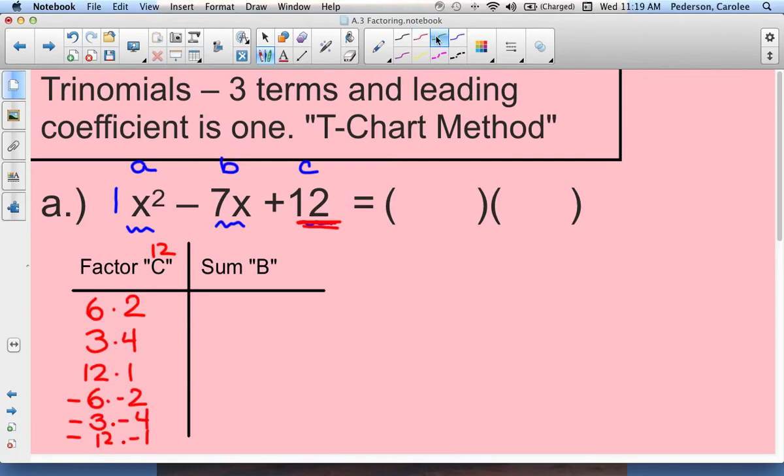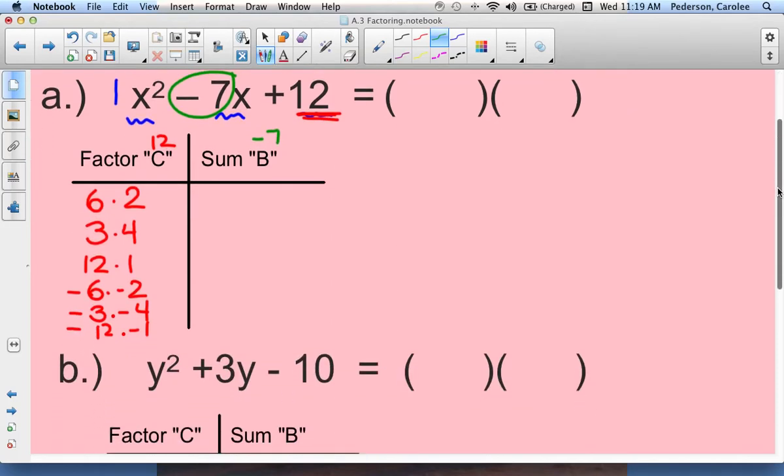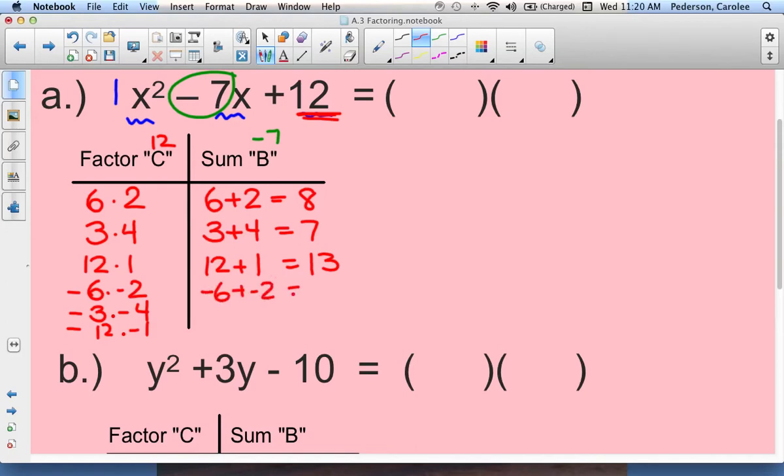Then I want the right side of my chart to be the sum of b. Well, this is the b, which is negative 7. So I'm going to add the terms on the left side. 6 plus 2 is 8. 3 plus 4 is 7. 12 plus 1 is 13. Negative 6 plus negative 2 is negative 8. Negative 3 plus negative 4 is negative 7. And negative 12 plus negative 1 is negative 13.